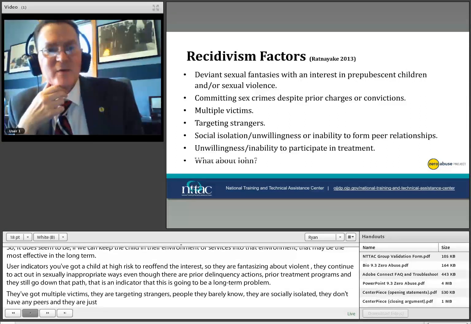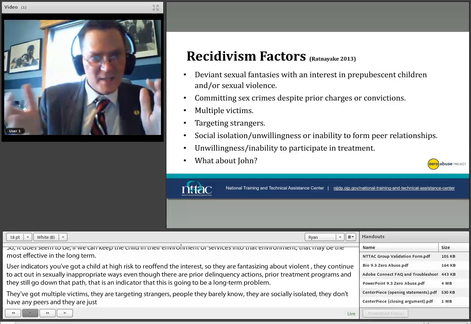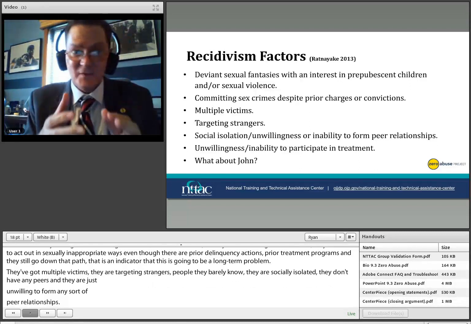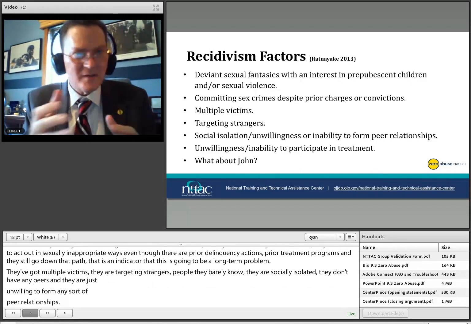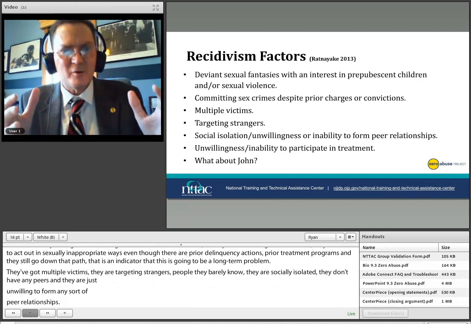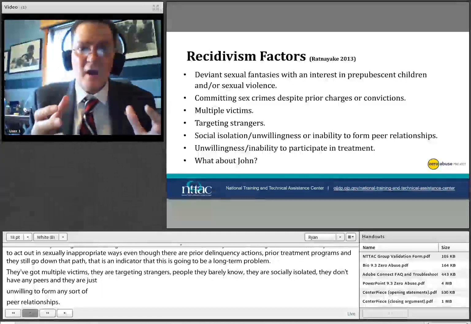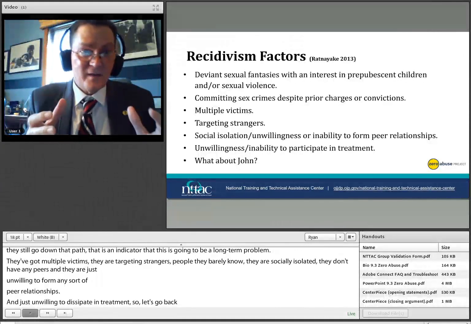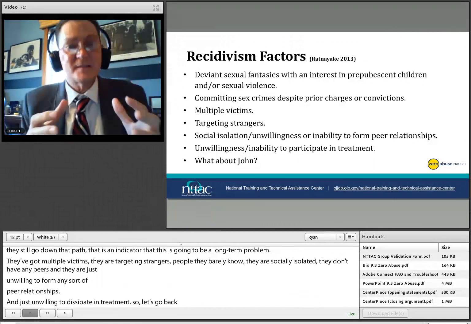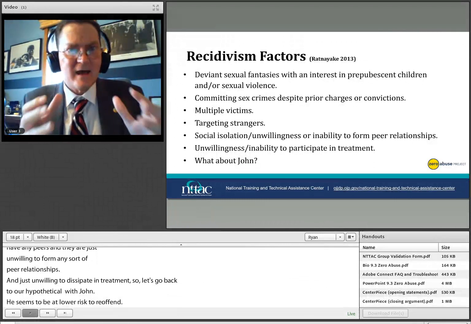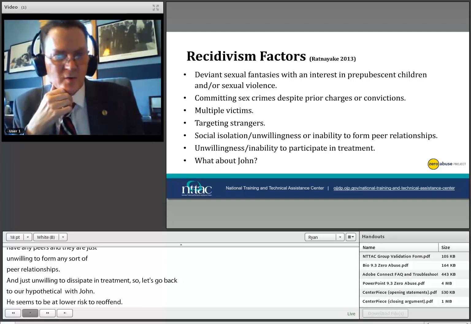These are indicators. You've got a child at high risk to reoffend. Do they have deviant interests? So they're fantasizing about, say, violent rape. They continue to act out in sexually inappropriate ways, even though there are prior delinquency actions, prior treatment programs. They still continue down a bad path. That's an indicator that this is going to be a long-term problem.